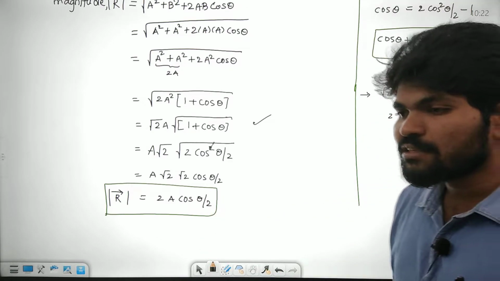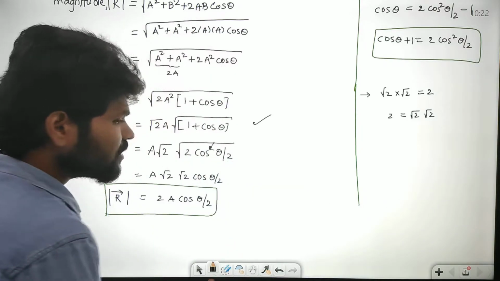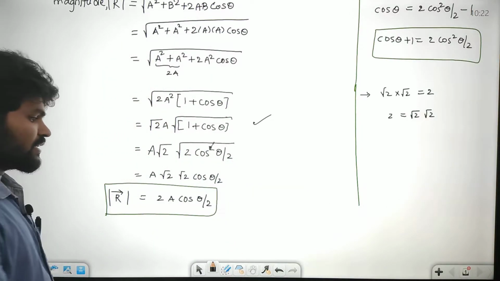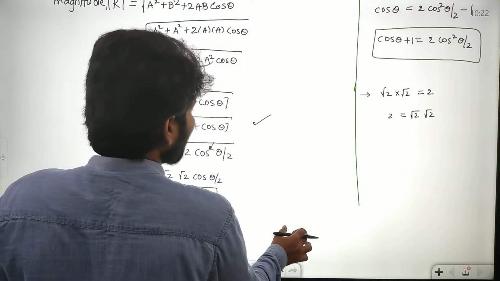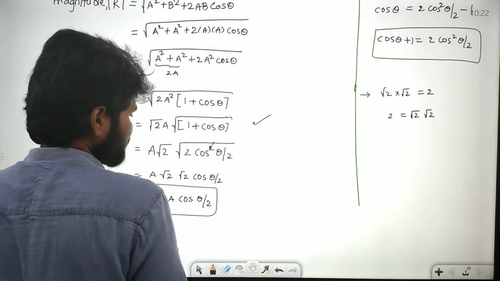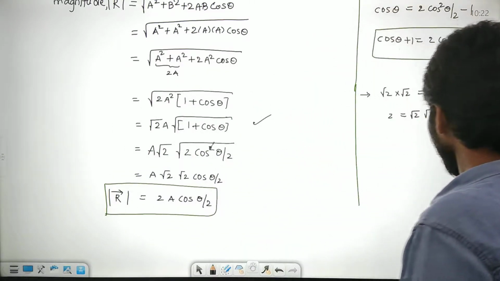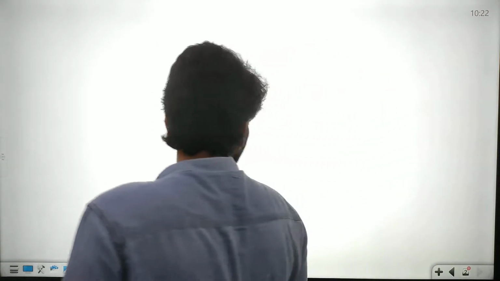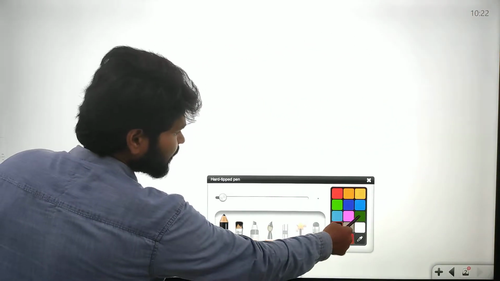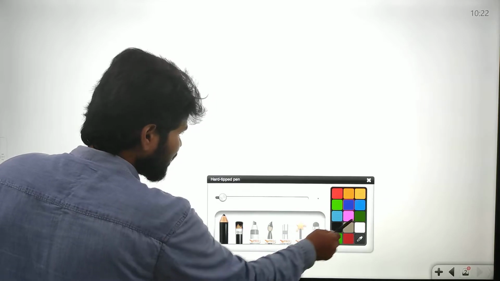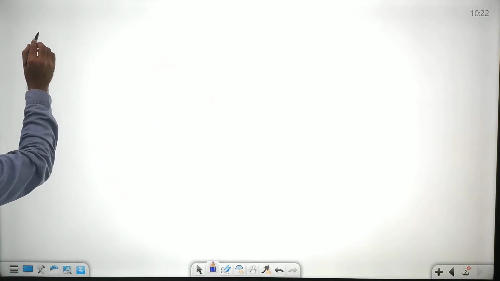So what is our next target? We need to find the theta value, right? The direction. So for that, how am I going to find the direction? Let me take the next page. So what is the formula for the direction? What is the formula of direction?